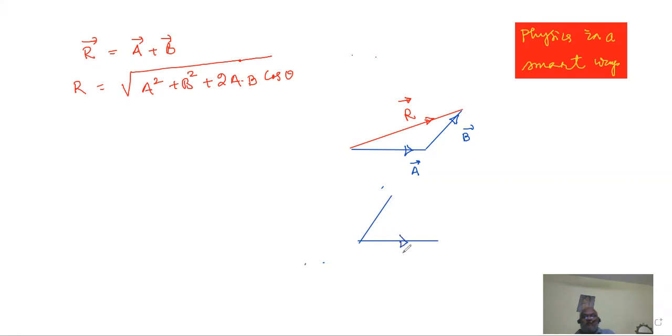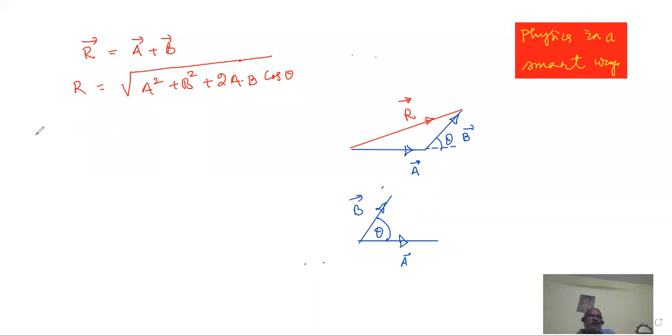Okay, that is A vector, this is B vector. Angle, we designate it as theta between them, and if we want to show the angle, theta will be like this. Angle between the two vectors is the angle between the directions.